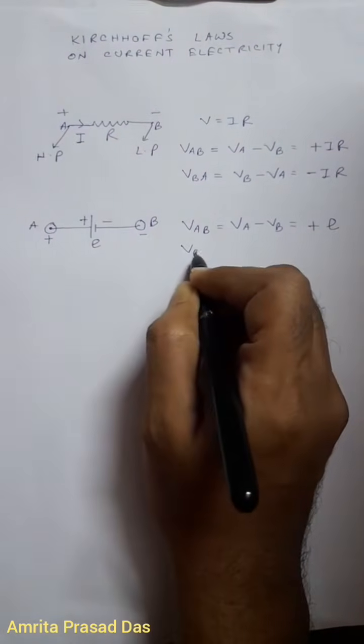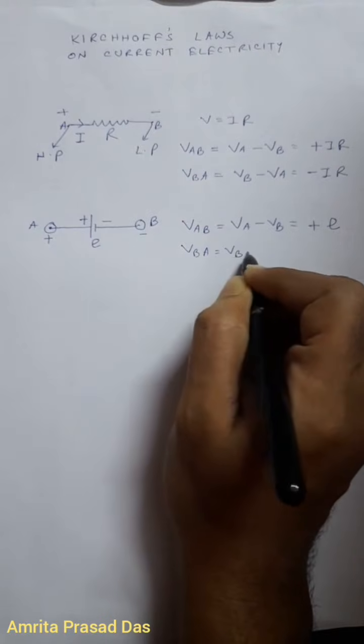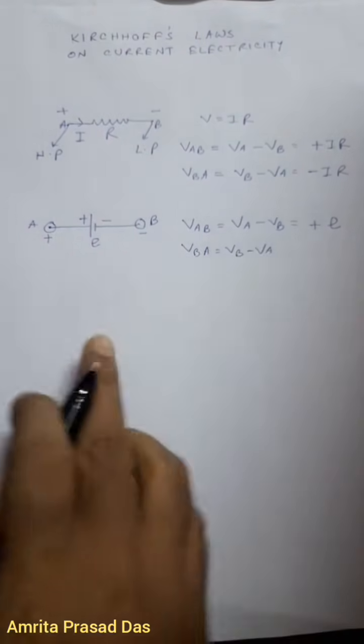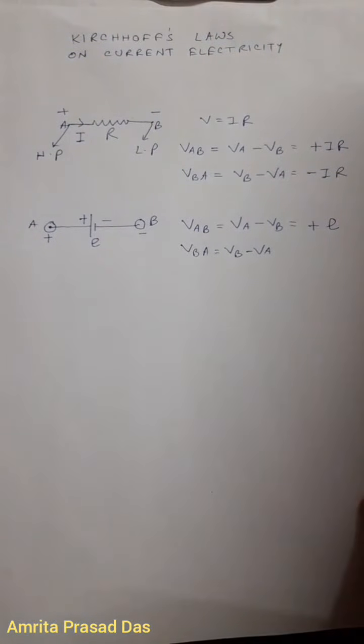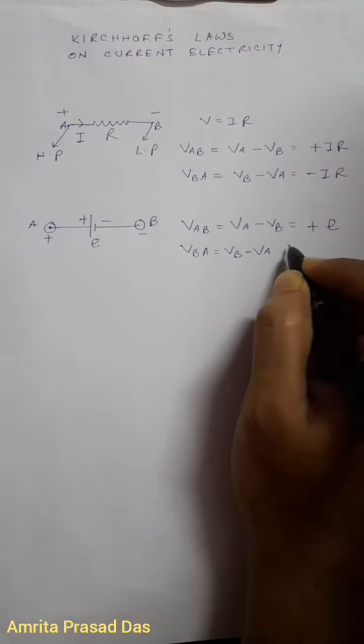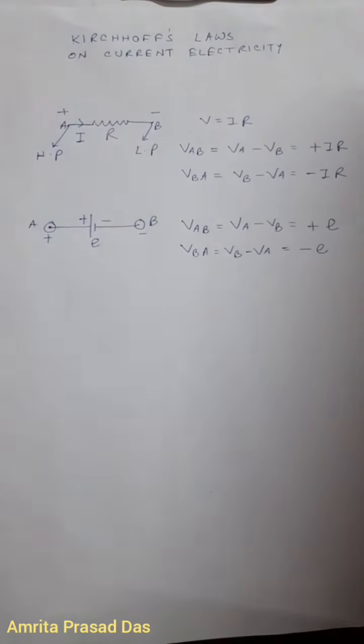Now if we write VBA, that means VB minus VA, that is potential of B minus potential of A, as B is the low potential point, then we can write this as minus E.